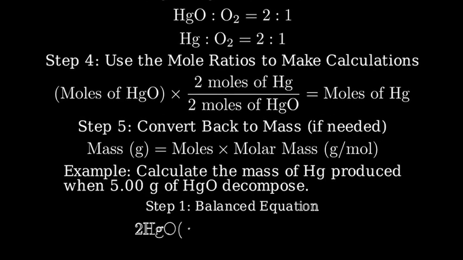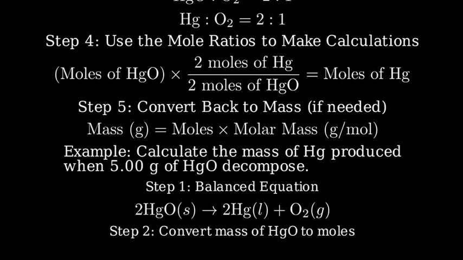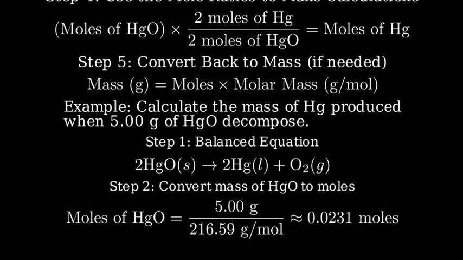Step 1. We've already written the balanced equation. 2HgO (solid) yields 2Hg (liquid) plus O2 (gas). Step 2. We need to convert the mass of HgO to moles. The molar mass of HgO is 216.59 grams per mole. So 5.00 grams divided by 216.59 grams per mole gives us 0.0231 moles of HgO.